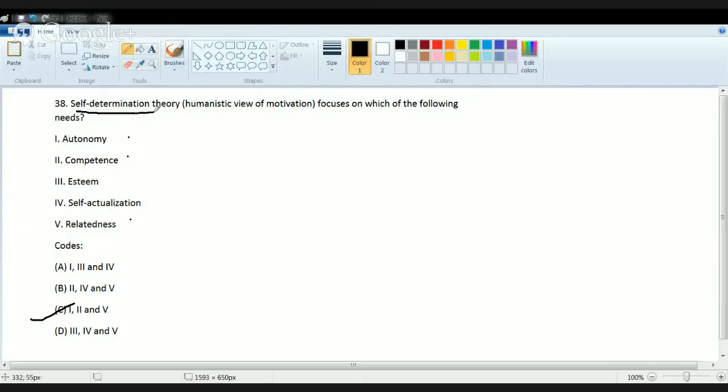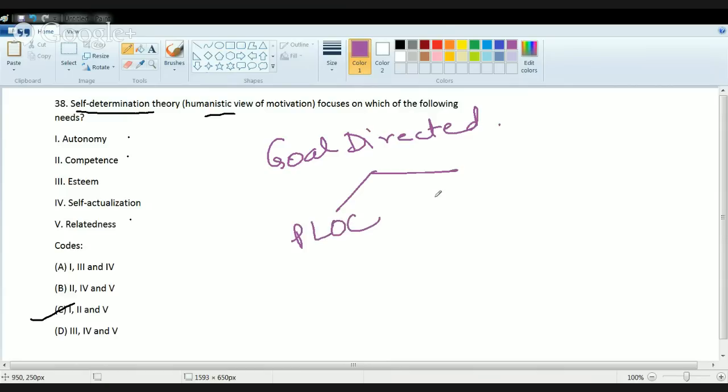Now let me explain what is self-determination theory, or the humanistic view of motivation. Self-determination theory talks about motivation which is goal-directed. So it explains the goal-directed behavior of any person. Now it talks about two things: one is the internal locus and another is the external locus. What is the internal locus? The internal locus implies the forces that come from within. So it's an initiator and sustainer for my own action.